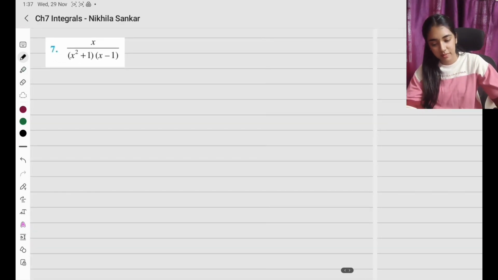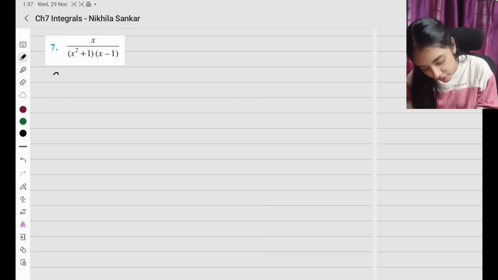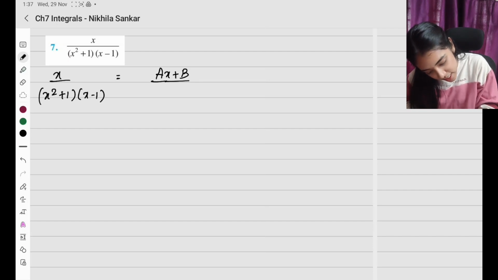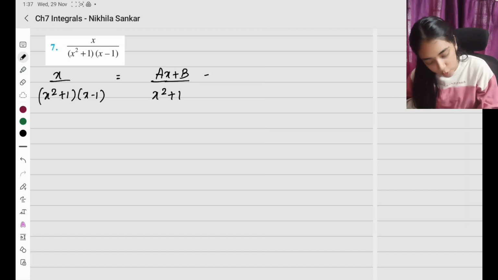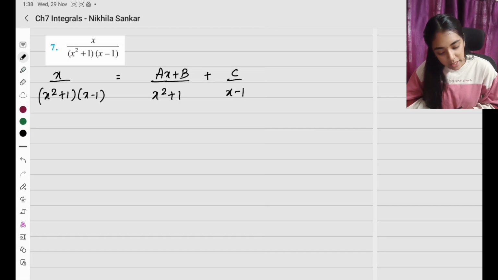Question number 7. So here I have x divided by x square plus 1. Can x square plus 1 be simplified further? No, it cannot. So how am I going to write? X divided by x square plus 1 times x minus 1 equals a divided by... what is the first term? X square is there, so I need ax plus b divided by x square plus 1. Since there is a quadratic below, we need linear on top. Plus c divided by x minus 1. That's all. So this is what my integral is going to look like.